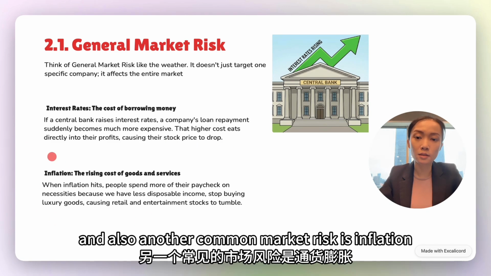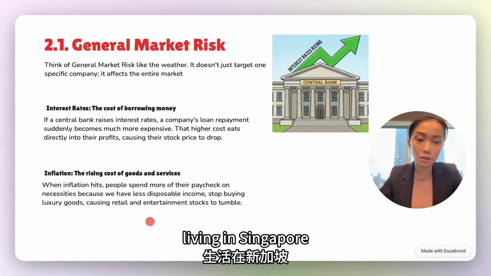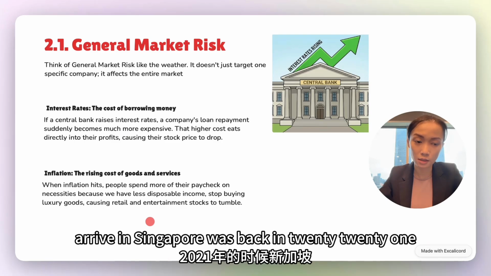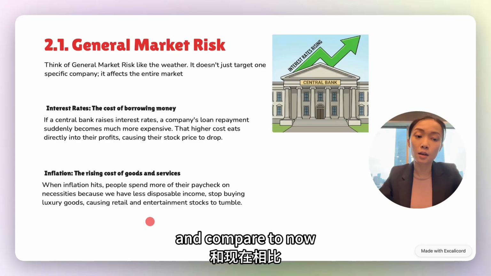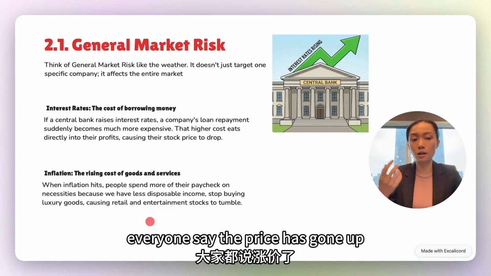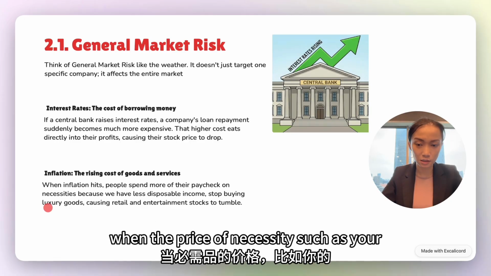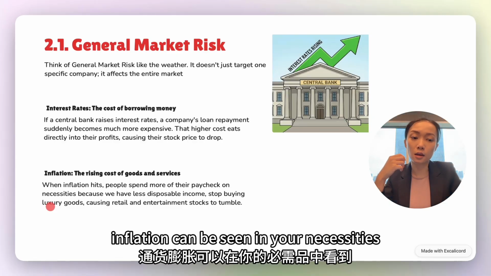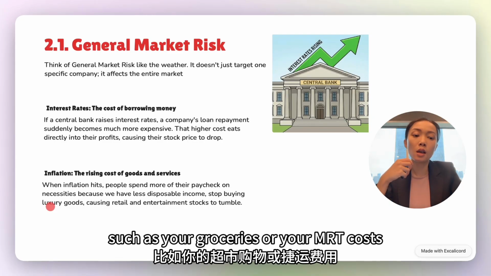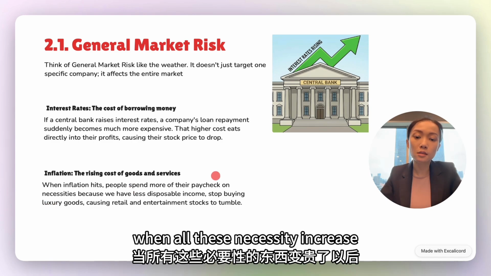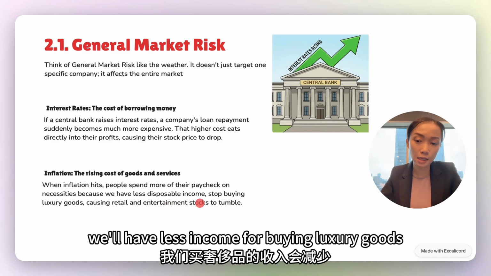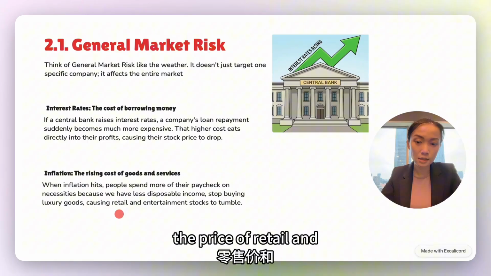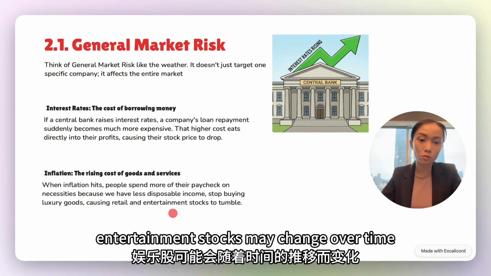And another common market risk is inflation. Now, living in Singapore, everyone talks about inflation because it has changed quite a bit. When I first arrived in Singapore back in 2021, compared to now, everyone says the price has gone up. So when the price of necessities such as our daily living costs like groceries or our MRT costs increases, inflation can be seen. When all these necessities increase, we will have less income for buying luxury goods. And therefore, when we spend less than we used to, the price of retail and entertainment stocks may change over time.